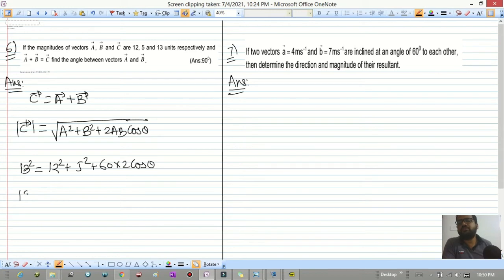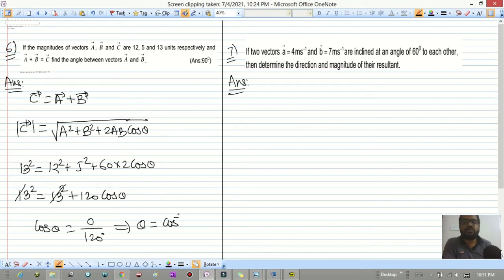So it becomes 13 squared is equal to, this is 144 plus 5 squared, it is also 13 squared, plus 120 cos theta, but this gets cancelled. We have cos theta is equal to 0 divided by 120. So from this theta is equal to cos inverse 0, which is 90 degree. So this is not 0 degree, this is 90 degree.